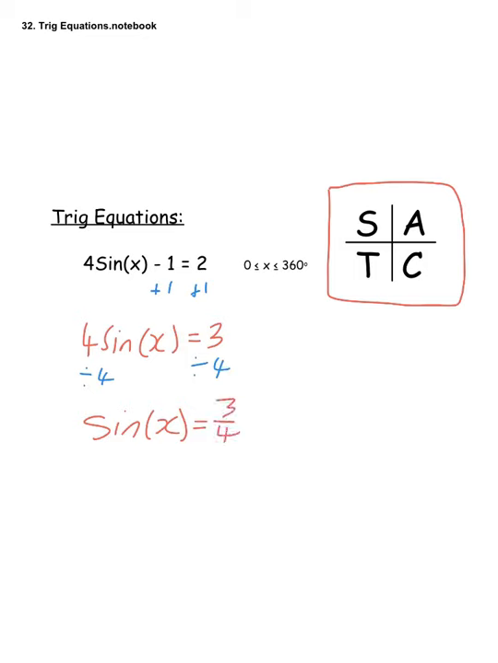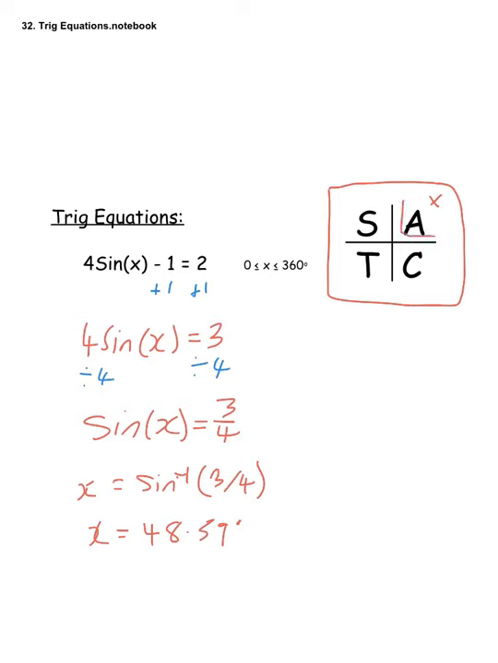And then to undo sine, we need to do the inverse sine. So we're going to do x is equal to inverse sine, to the minus 1, of 3/4, or 3 divided by 4. That gives us an answer of x is equal to 48.59 degrees. Okay, so that represents sine in the first quadrant of our cast diagram. 48.59 is going to be our answer for this section of the cast diagram.